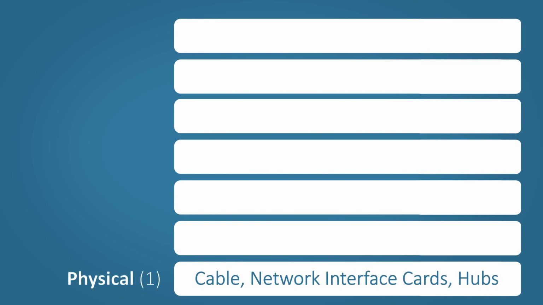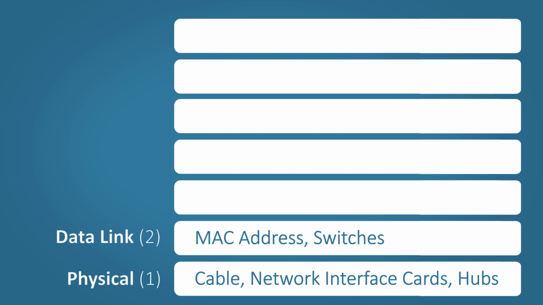Let's take a look at the layers starting from the bottom up. Layer 1 is the physical layer. The physical layer is the lowest layer of the OSI model. Its key responsibility is to carry the data across physical hardware such as Ethernet cables.